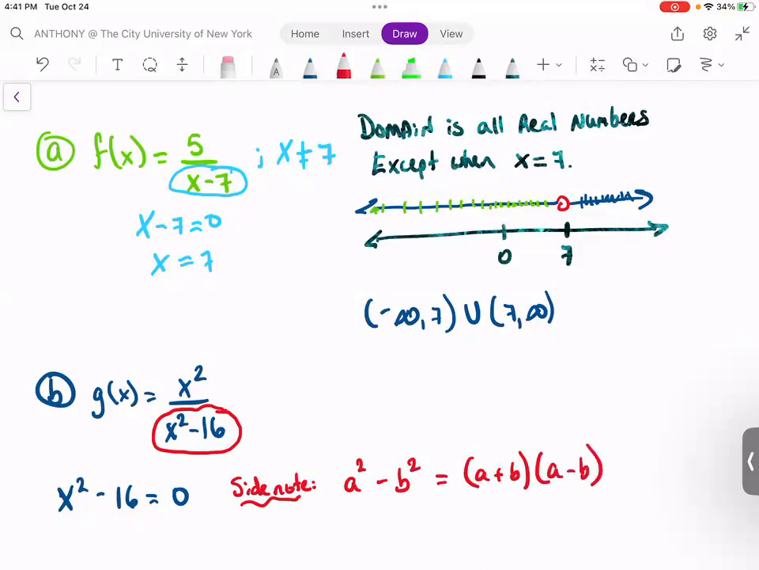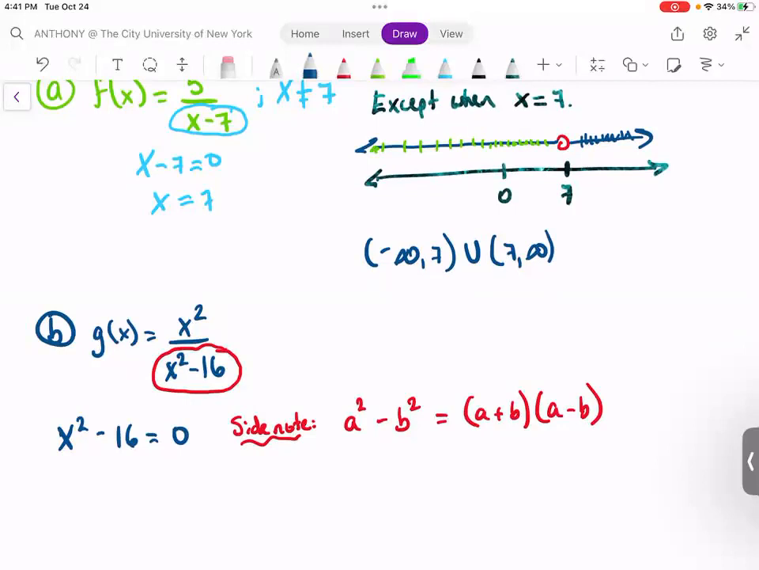All right? So think about it. You have x squared. Well, what squared gives you x squared? Just x, right? Now, what number squared gives you 16? 4, right? So if you use this format, this is x plus 4 times x minus 4 equals 0.